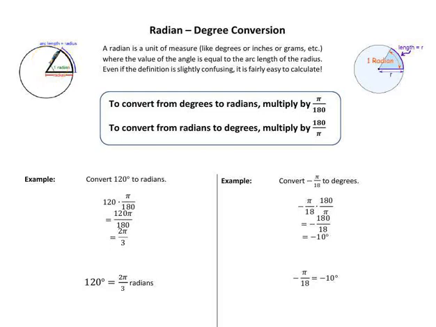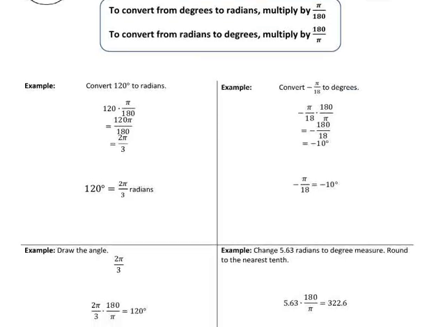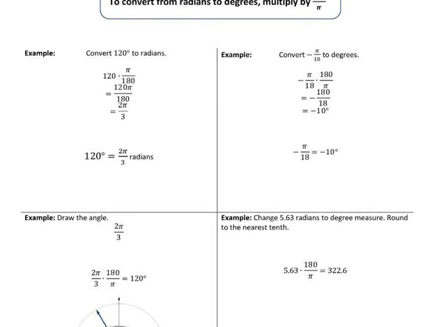Even if the definition is slightly confusing, it's fairly easy to calculate. These are the main things that you need to remember. To convert from degrees to radians, you're going to multiply your value by pi over 180. If you want to go the other way and convert from radians to degrees, you're going to multiply by the reciprocal of that, 180 over pi. The whole front page is just examples working out different questions, and on the back we're going to do some problems of our own.